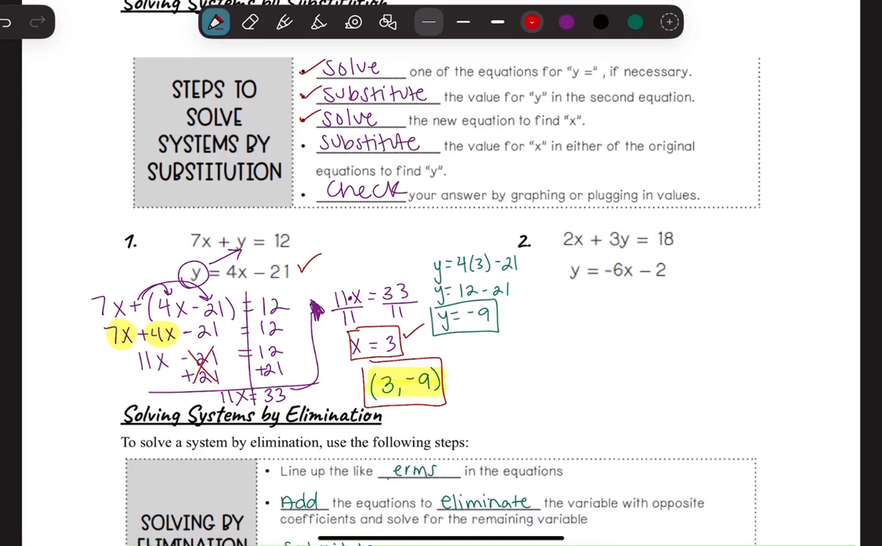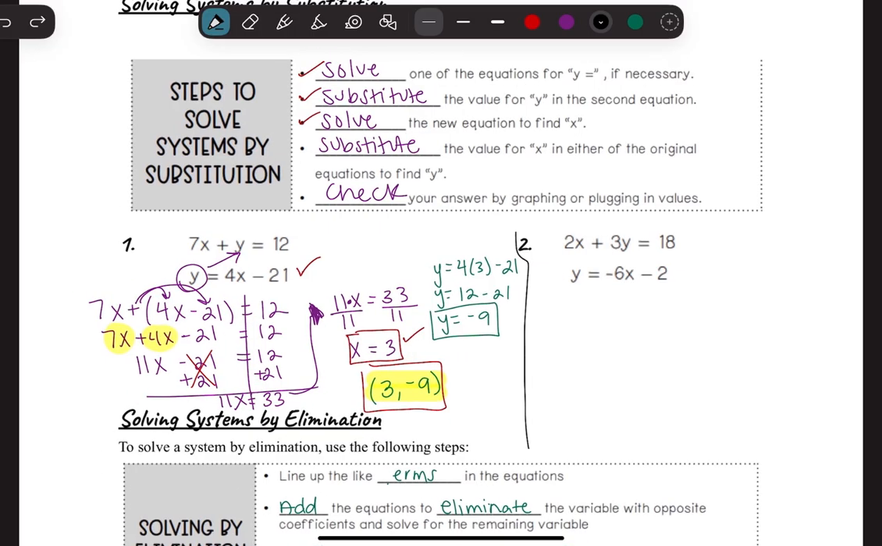So let's do the second example. For the second one, it's the exact same thing. We have two equations, which makes our system. This bottom equation is already written in slope-intercept form, so I don't have to do the first step and solve for y because it's already solved. So we're going to take this y value and plug it into this y value right here. That gives us 2x plus 3 times negative 6x minus 2 equals 18.